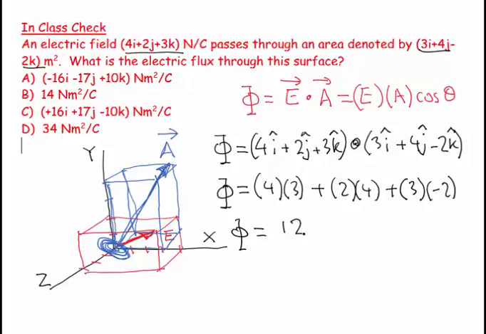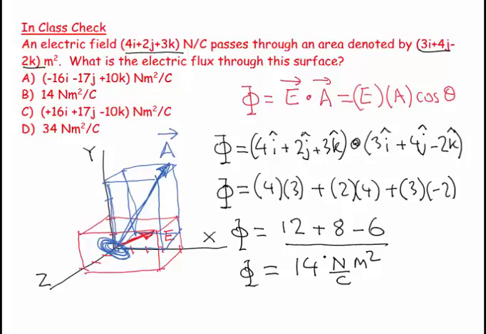So this is going to equal 12 plus 8 minus 6. So this is going to equal 12 plus 2 is 14, and my value for flux, as always, is going to be 14 newtons meter squared over coulombs. It's newtons per coulomb multiplied by meter squared because it's electric field multiplied by area. And there we have it.